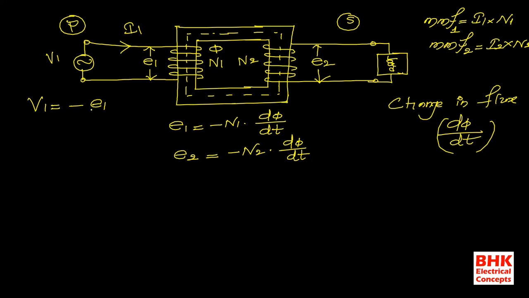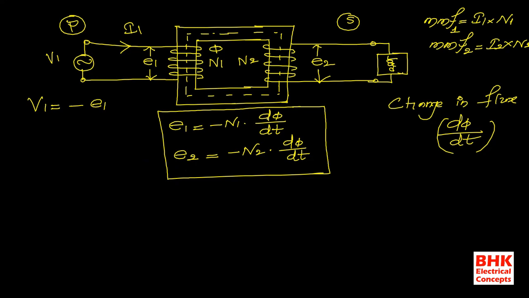V1 is equal to minus E1. It means the generated EMF always opposes the applied voltage. That is the reason why the negative sign represents the opposite direction of E1, and that is why we write these two expressions with the help of the negative sign. Please remember, the negative sign represents that the direction of EMF is always opposite to the applied voltage. That is the meaning of the negative sign.